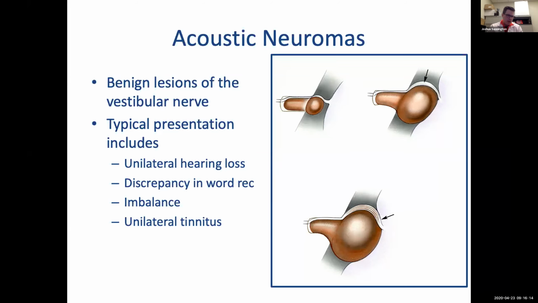When I was in fellowship in Louisiana, one of the police officers who worked basically on the boats with all the bayou and everything else on Pontchartrain noticed that he was having trouble on the boats, and he had a unilateral hearing loss, and it turns out he had an acoustic.